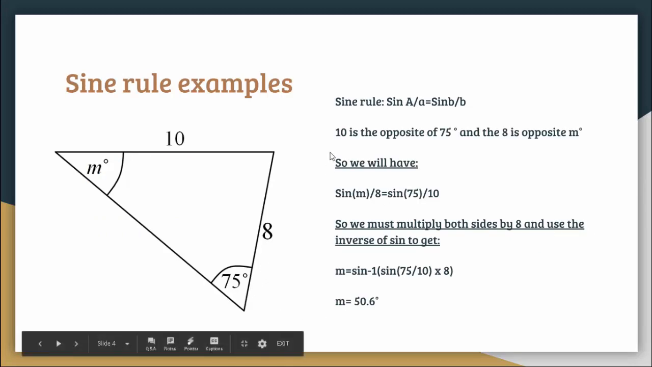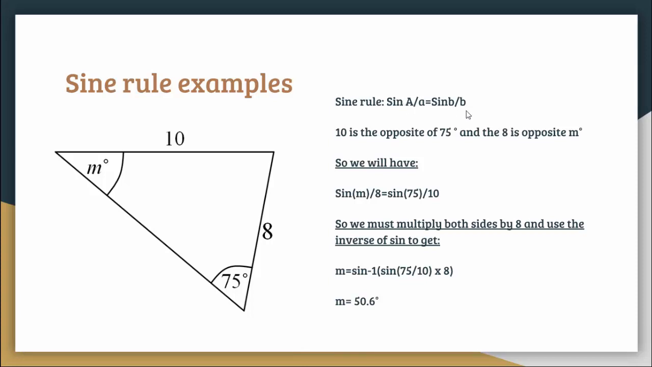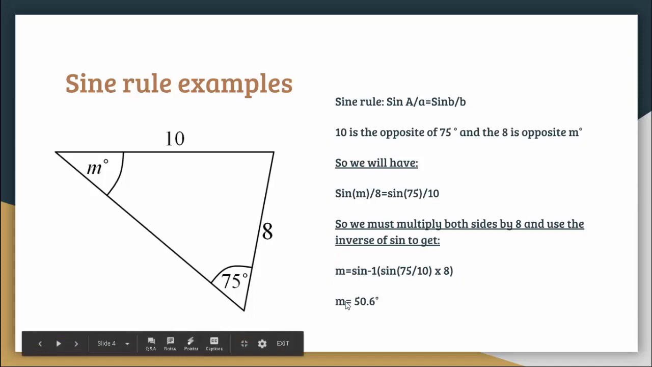Here is a sine rule example. We have to use the sine rule here: sine A over a equals sine B over b. Side 10 is opposite 75 degrees, and the 8 is opposite m. So we literally substitute in the values that we have. Sine m over 8 equals sine 75 over 10. Then we multiply both sides by 8 and use the inverse of sine to get m by itself, and we get m as 50.6 degrees to one decimal place.